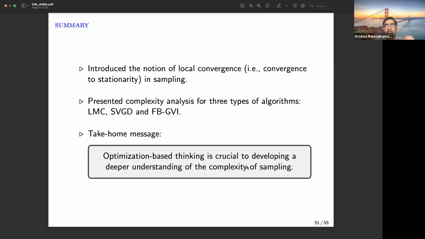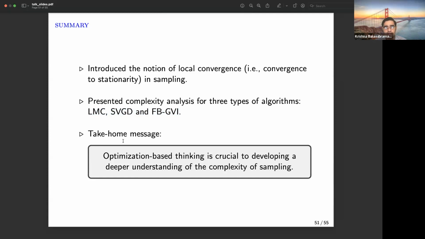And it turns out that there you can actually get analogous or meaningful quantities like what we do in optimization. And then I discussed complexity guarantees for three algorithms: LMC, SVGD, and FBGBI, I mean GBI. And for all these algorithms, you can have local guarantees under the only assumption that your gradient is L-Lipschitz, right? So that's the main key idea here.